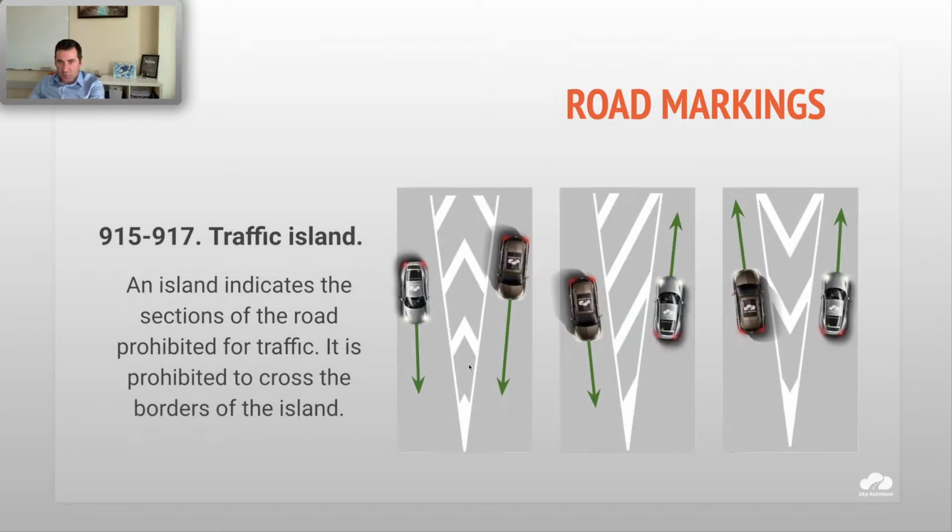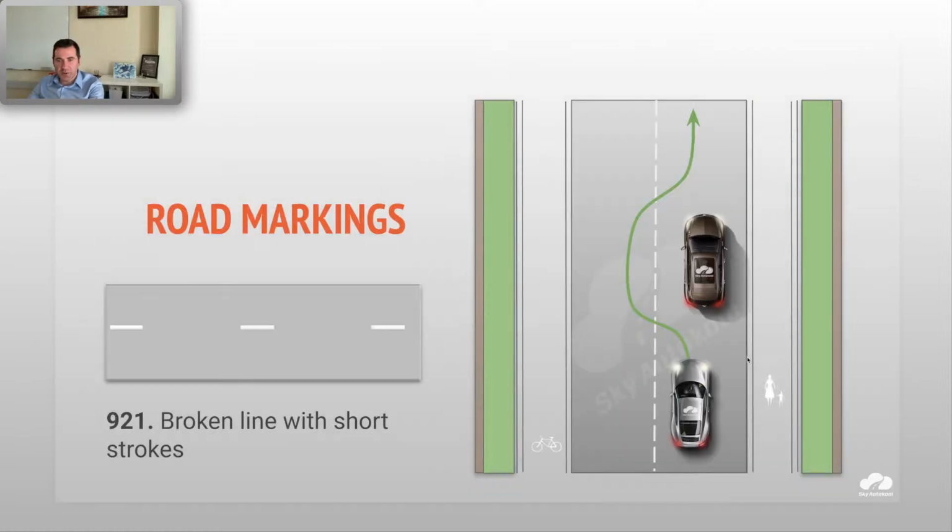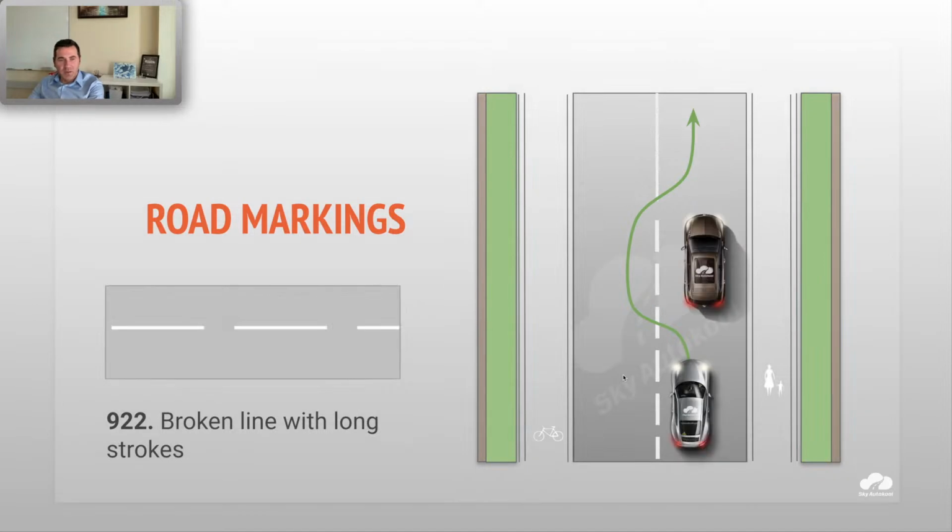Traffic island, you cannot cross. It only shows the place where the road is divided into two, or maybe some traffic island ahead. So in that case you cannot cross this one. Broken line with short strokes, they usually separate two traffic lanes, or maybe they can separate traffic and oncoming lanes, and these ones allow you to make an overtake, so you can cross this one.